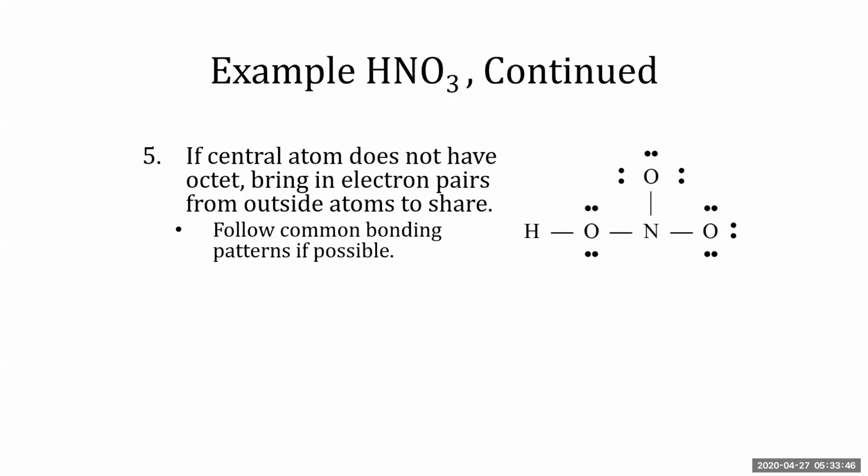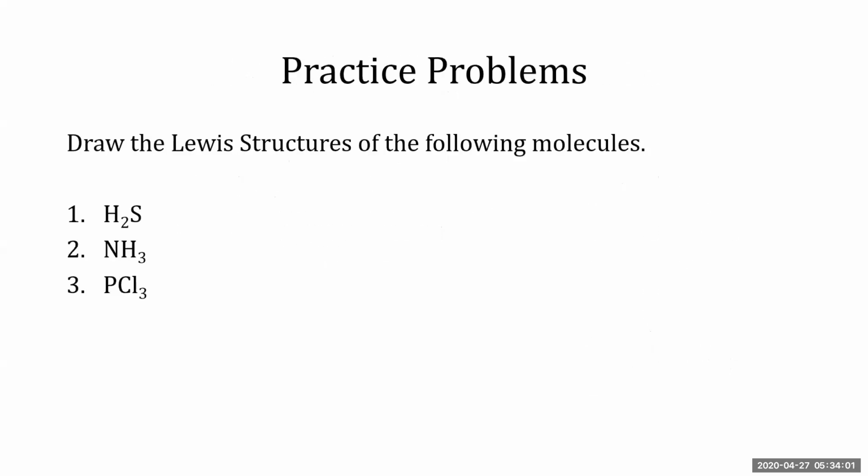If the center atom does not have an octet, bring in electron pairs from outside atoms to share. Here in this practice exercise, some additional problems for you to try. The question is, draw the Lewis structures of the following molecules. We have H2S, NH3, and PCl3.